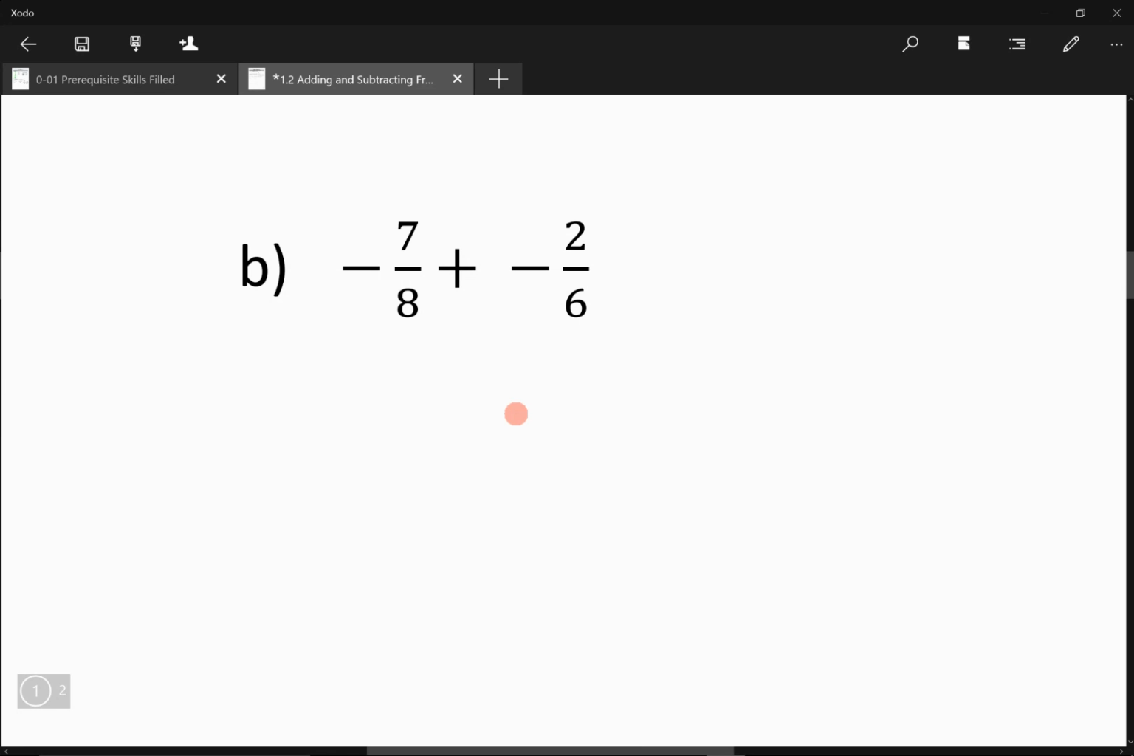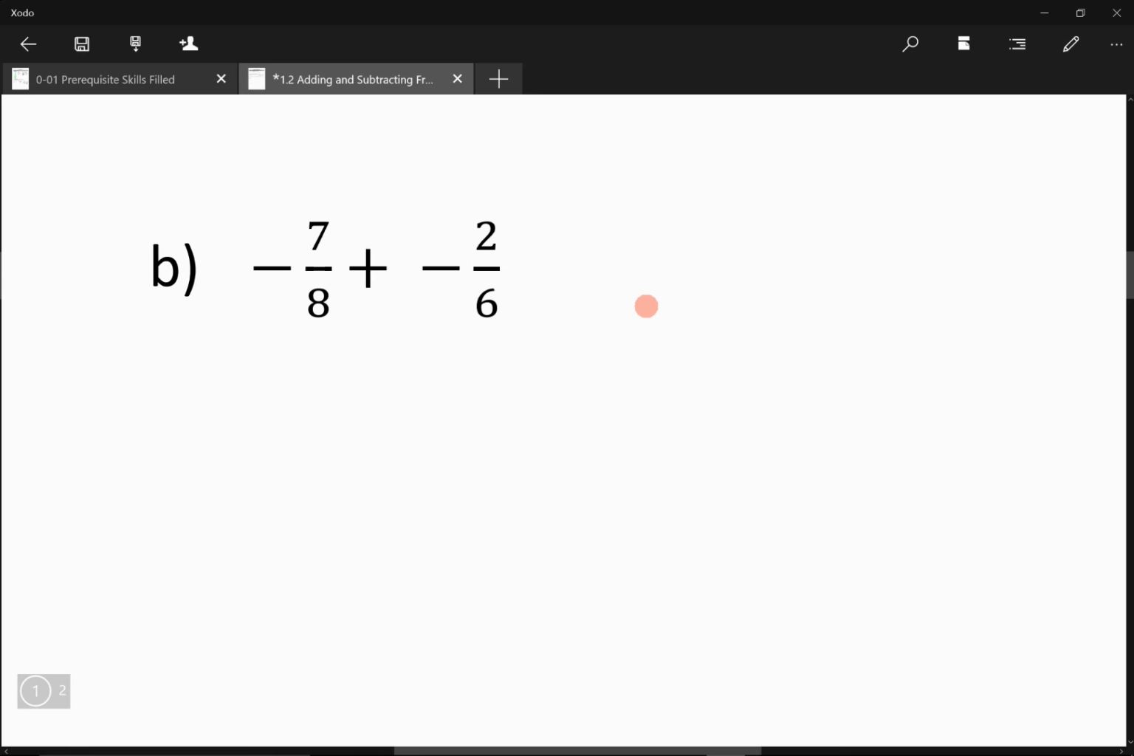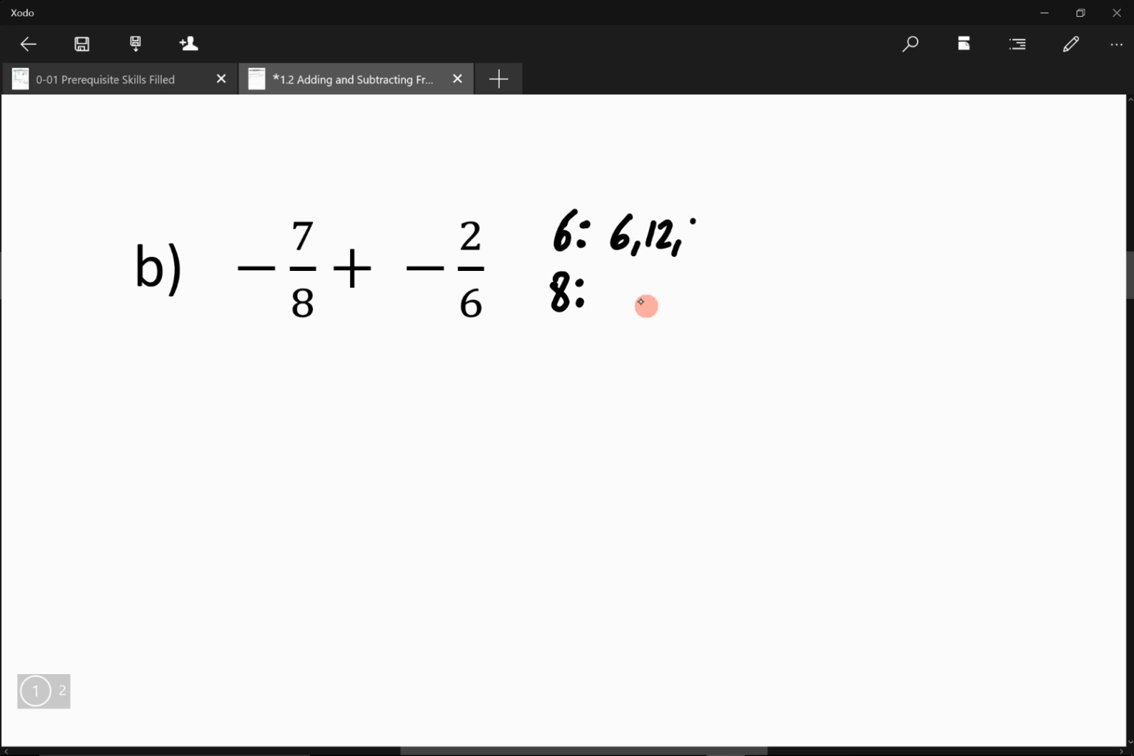Next one. Here's another two fractions, different denominators. I could multiply the denominators to get the common denominator, but I want you to also look at the lowest common denominator. And the way we can figure that out is by listing the multiples of 6 and 8. Listing the multiples means just skip count. So you have 6, 12, 18, 24, and 30, and I can keep going on.